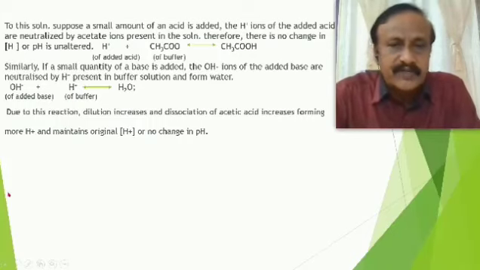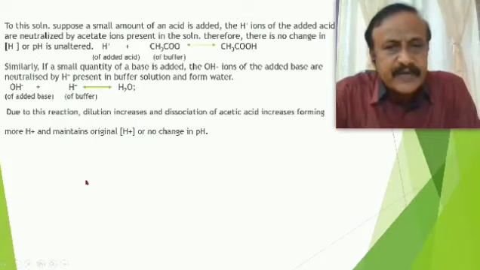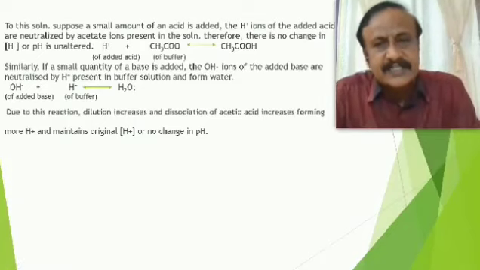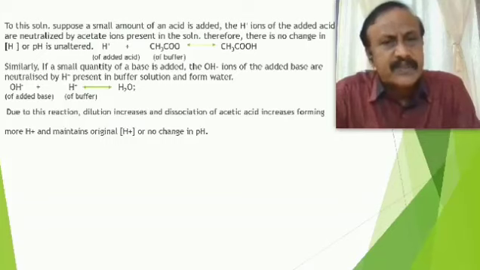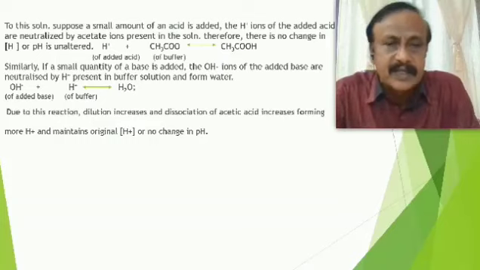Again, due to the formation of water, the degree of dissociation of acetic acid increases. That is, some of the acetic acid molecules which are there in the undissociated form will ionize in such a way that the original H plus concentration is maintained. In other words, the pH of the solution does not change.